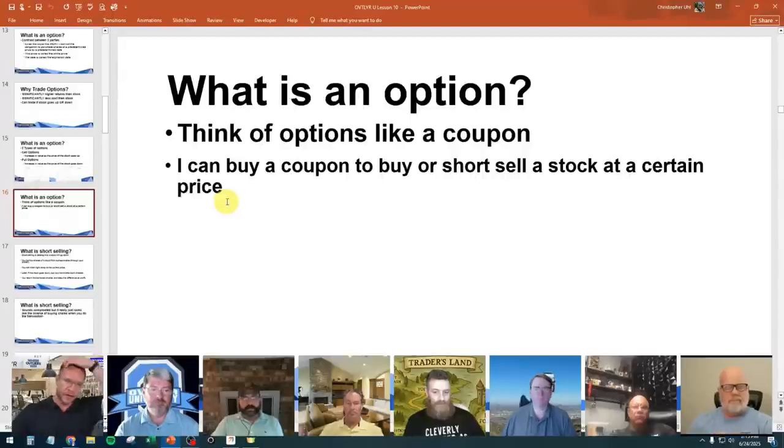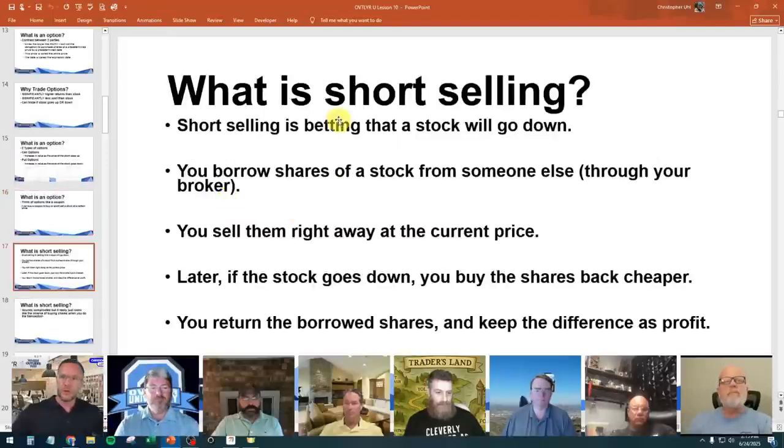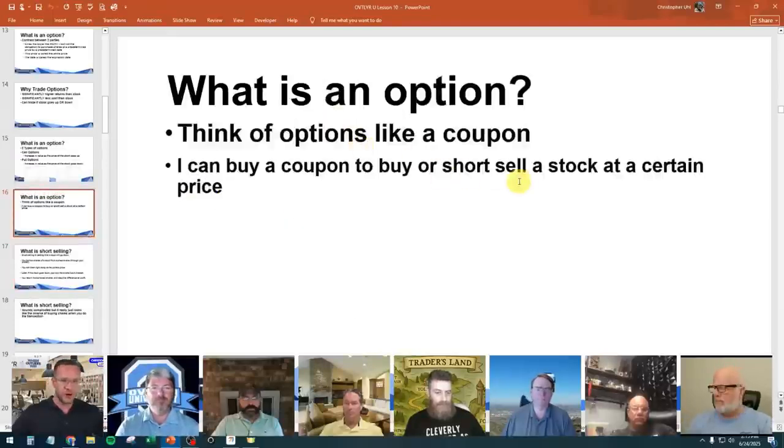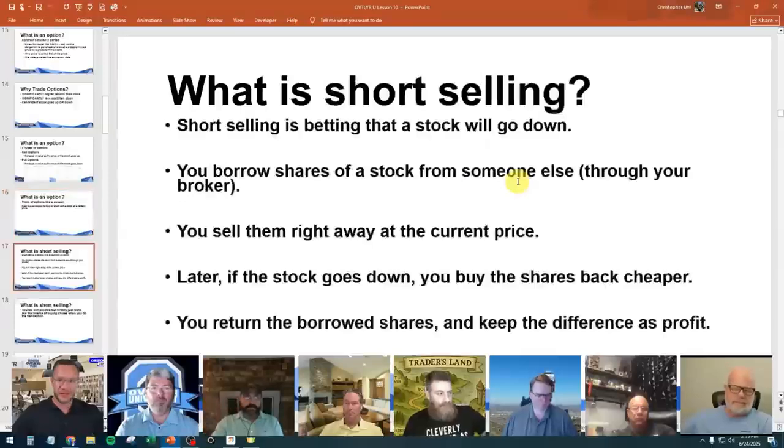Okay, cool. Because when you think about it in those terms, it really makes sense to me. So what is short selling? I mentioned that just a moment ago. I don't want to get too deep into that, but because I mentioned it, let's discuss it. Short selling is betting that a stock will go down.